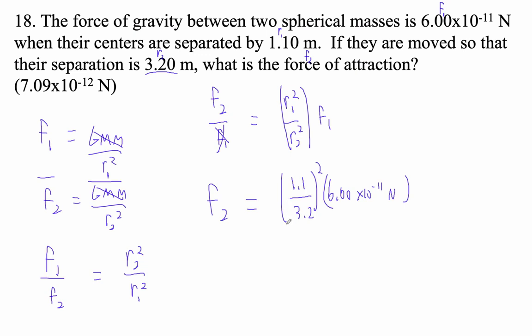Okay, left parenthesis, 1.1, and then the denominator is 3.2. Go to the right. Let's square that. Times 6e minus 11. And I'm getting 7.0898 times 10 to the minus 12th newtons. So 7.09 times 10 to the minus 12th newtons.